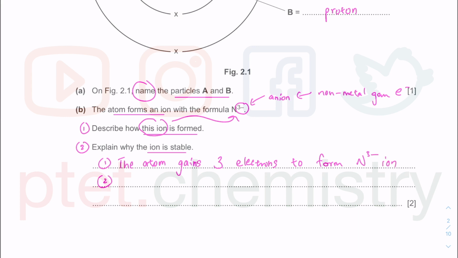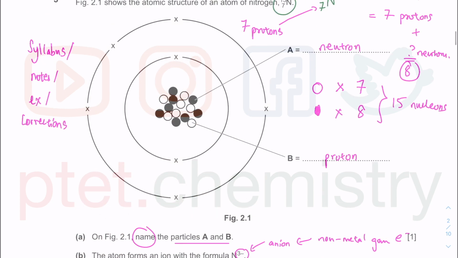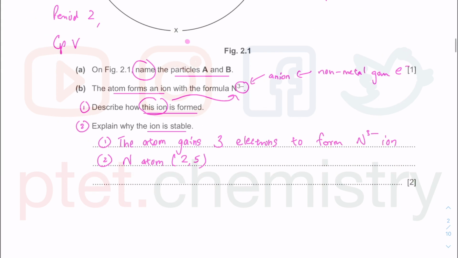Straight to the point. Why is this ion stable? This is a very, very popular question. If you think about the nitrogen atom, it has got 2, 5 because 2 electrons in the first shell, and then it's got 1, 2, 3, 4, 5. As you know, it's in period 2, so 2 shells, and it's in group 5, so 5 outer shell electrons, and you want to go to a fully filled outer shell. Now it becomes N3 minus. After you gain 3 electrons, N3 minus has a fully filled outer shell.